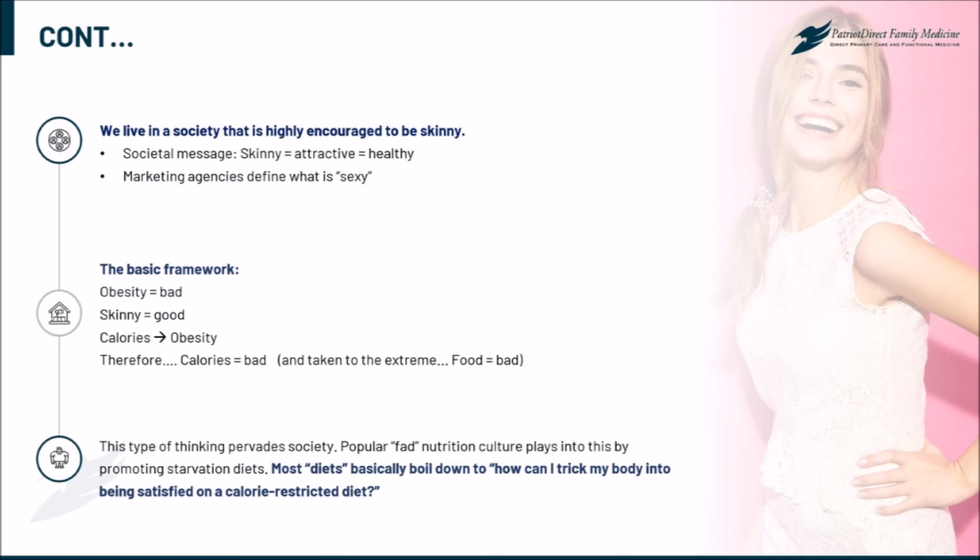This type of good and bad thinking often leads us down an erroneous path. Obesity is bad, therefore skinny is good. If obesity is bad and we are to believe that obesity is caused by excessive calories, then logically calories are bad. Taken to its extreme, perhaps some even believe that food is bad. While not said out loud, this type of thinking pervades society. Popular fad nutrition culture plays into this. Most diets basically boil down to, how can I trick my body into being satisfied on a calorie-restricted diet?